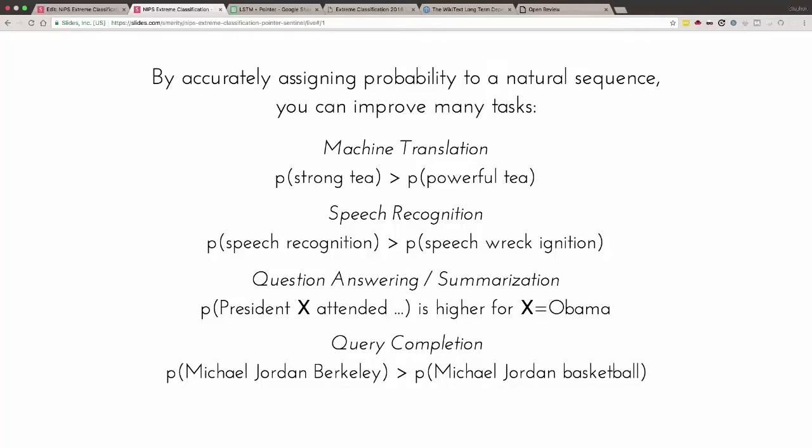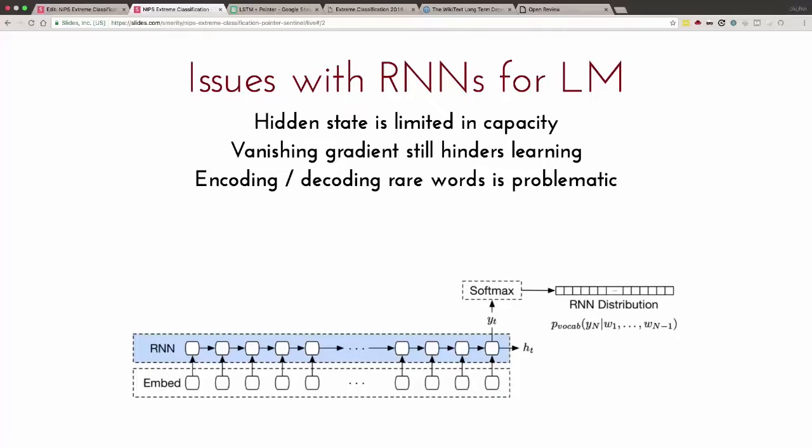So you just heard the importance of language modeling for a number of different tasks, including machine translation, speech recognition, and even things like question answering, which you wouldn't necessarily consider standard for what language models might do, or query completion. But there are some pretty huge issues when it comes to recurrent neural networks, which hold state of the art for these language modeling data sets.